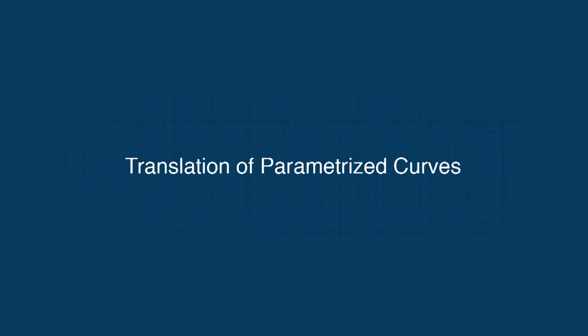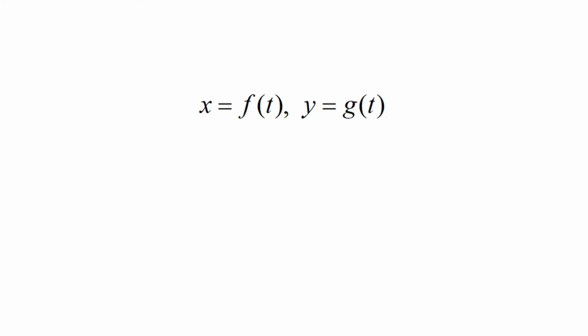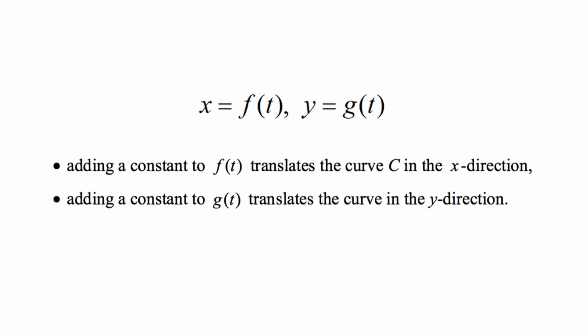Translation of parametrized curves. Now, we are going to obtain curves by translation of known curves. For this, we note that if a parametric curve C is given by the equations x = f(t) and y = g(t), then adding a constant to f(t) translates the curve C in the x direction, and adding a constant to g(t) translates the curve in the y direction. We remark that translation does not change the shape or size of the curve.